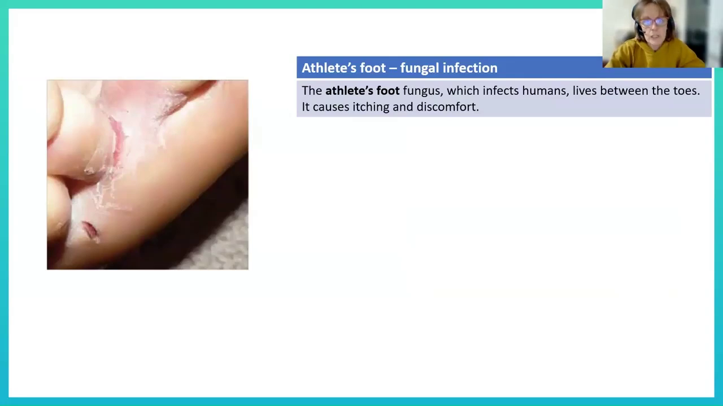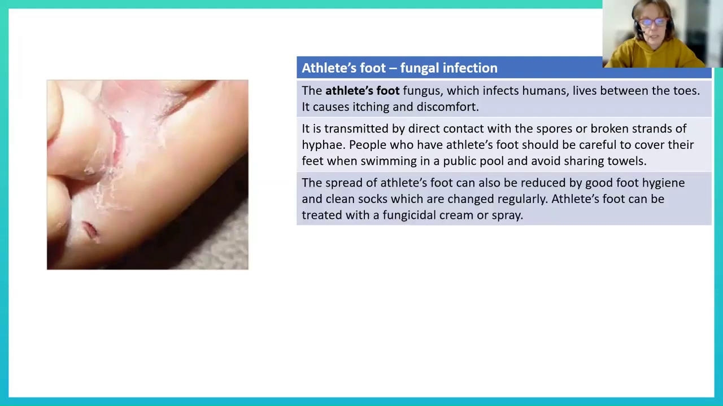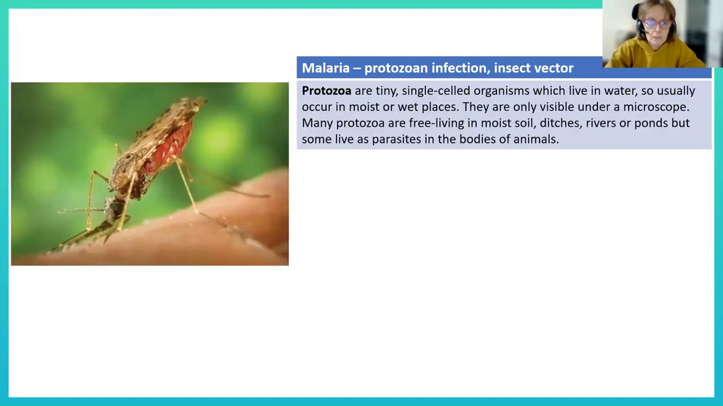So we're still on infections, and here's athlete's foot, which is a typical fungal infection example. It's not very pleasant: sore, itchy, lives between the toes. It's transmitted with spores of the fungus or broken strands of the body of the fungus, if you like. You pick this up if you are in wet changing rooms, really, swimming pools. You should probably wear your flip-flops if you're around any poolside. It can be reduced by good foot hygiene, so keeping your feet clean, keeping them dry, and just wearing your sliders or flip-flops, whatever, when you're around the pool. It's very easily treatable with antifungal drugs.